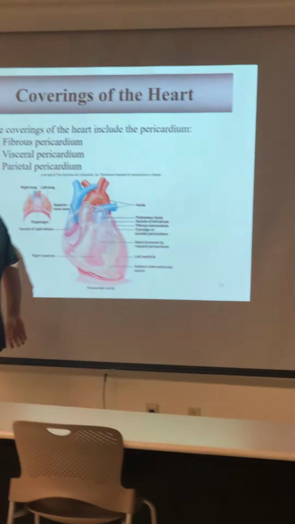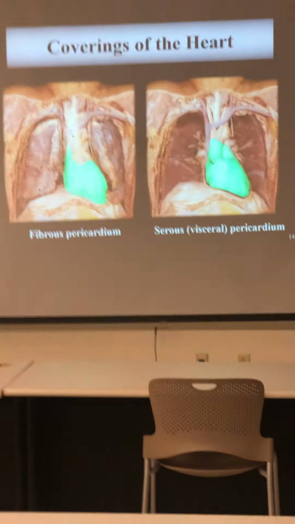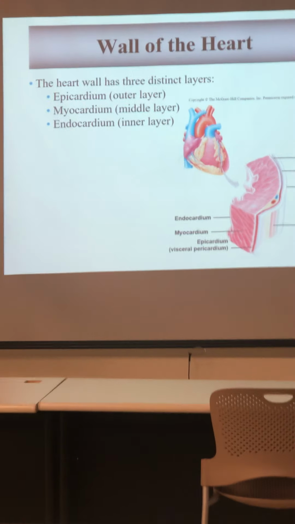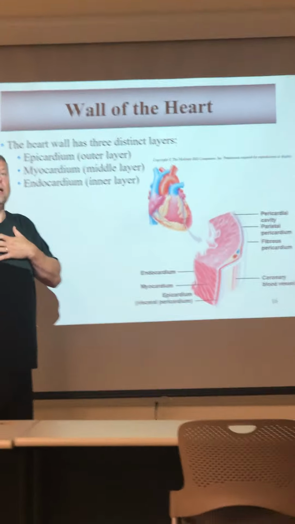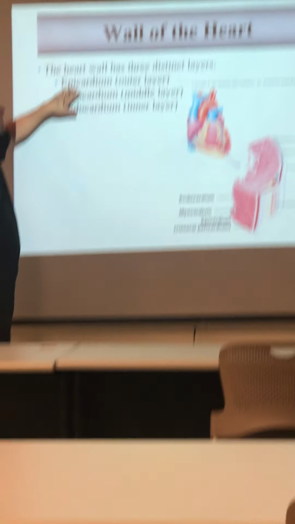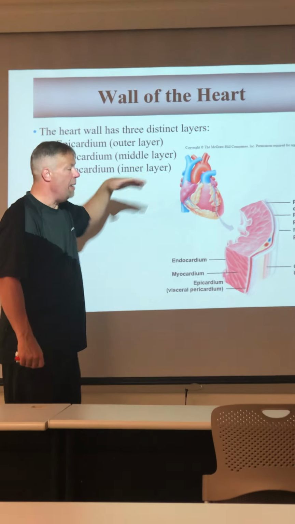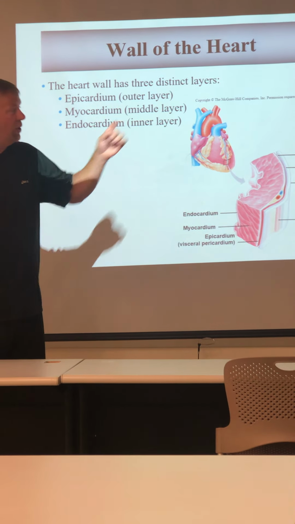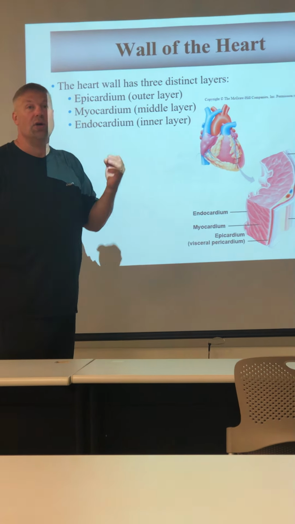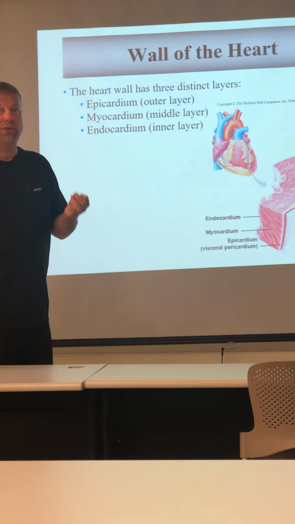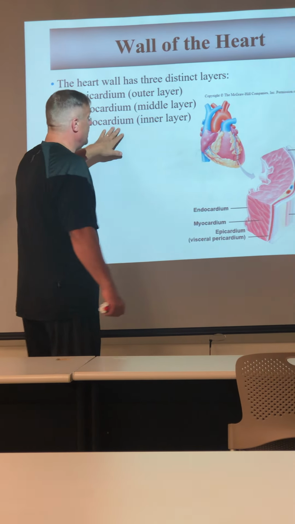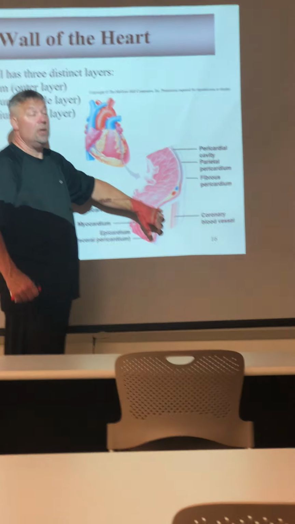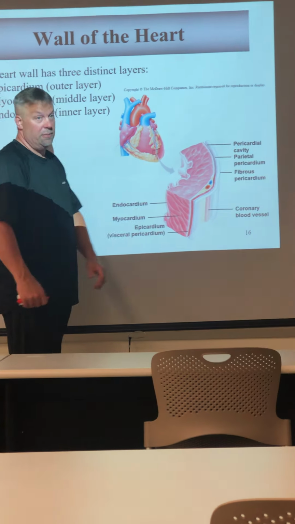Now, next we're going to talk about the layers of the heart in the wall of the heart. So we'll start from outside to inside. Outside we have epicardium. Epicardium is also known as visceral pericardium that I just drew here. It is also known as the visceral layer of serous pericardium. So we have 3 names for this: epicardium, visceral pericardium, or visceral layer of serous pericardium.